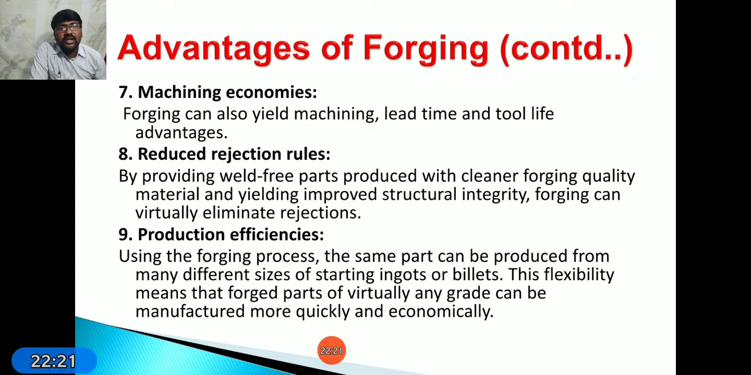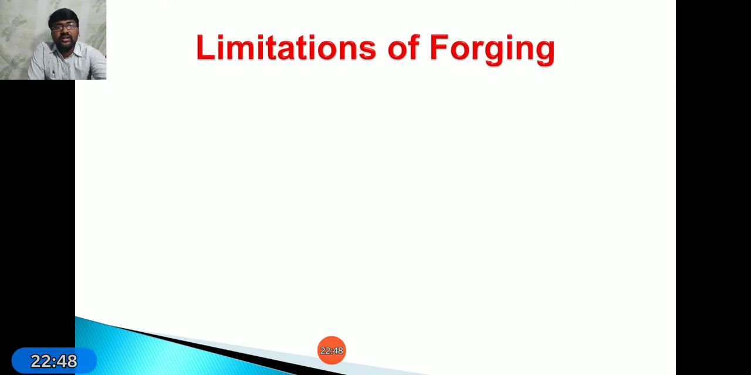Next, machining economics. Forging can reduce machining lead time and increase tool life. Due to this, the cost of the product will be reduced, and the time consumed in making the workpiece will be reduced. With all these considerations, machining economics will be improved. Next, reduced rejection rates. Next, production efficiencies. These are the different applications and advantages of the forging process.